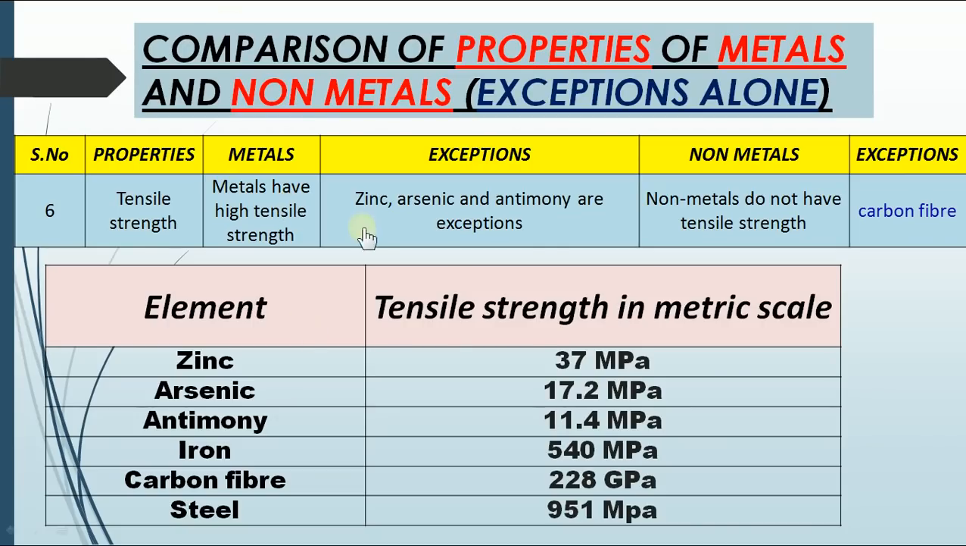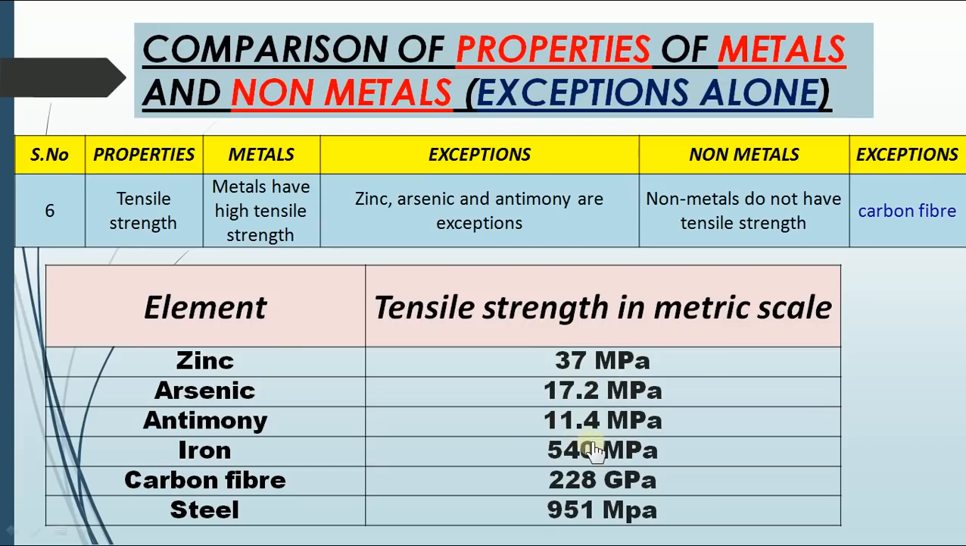Now there are some exceptions. Now we will see that zinc, arsenic, antimony are the exceptions. Look at this figure which I have taken from Google. Zinc has a very low 37 megapascal, so it has a very low tensile strength, compared with iron, which has 540. Compare the others, arsenic and antimony, 17.2 and 11.4.